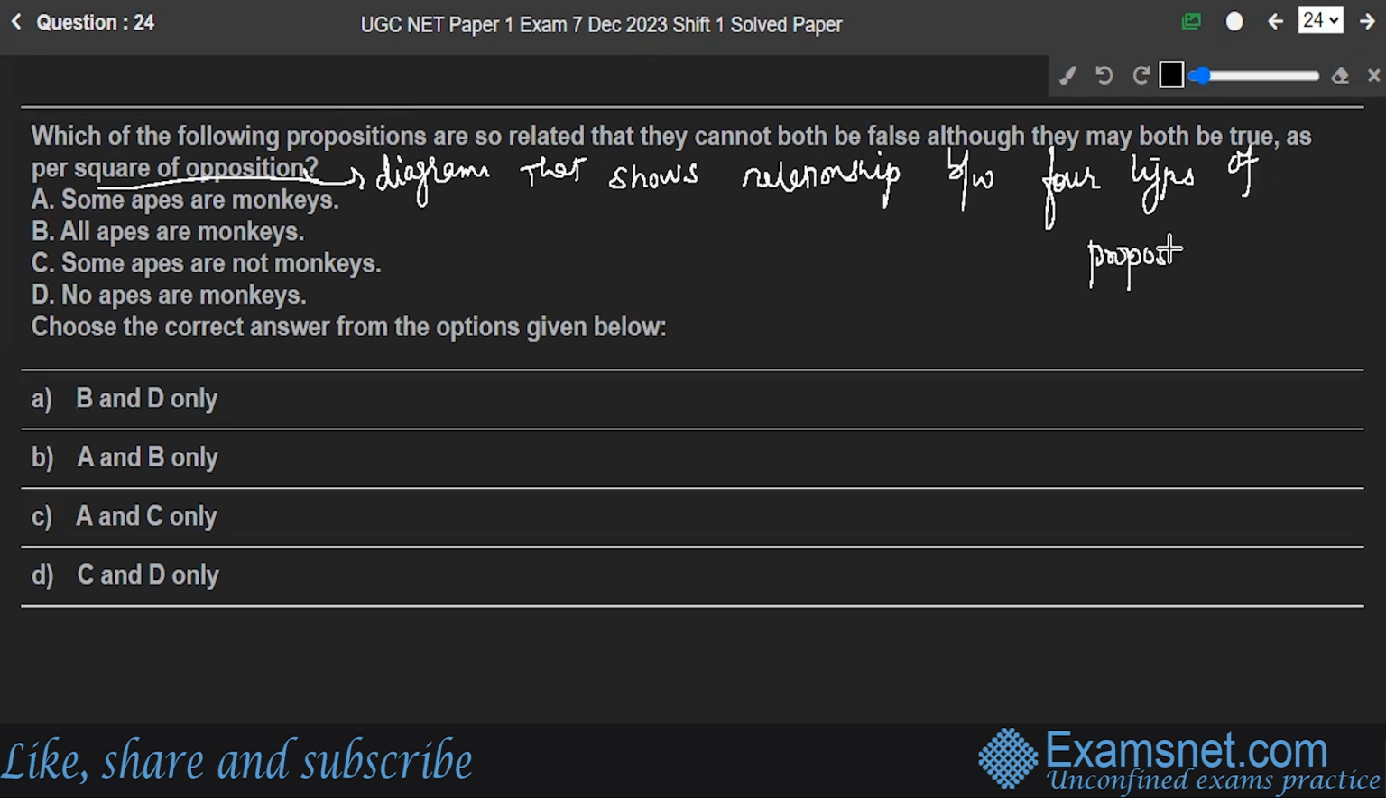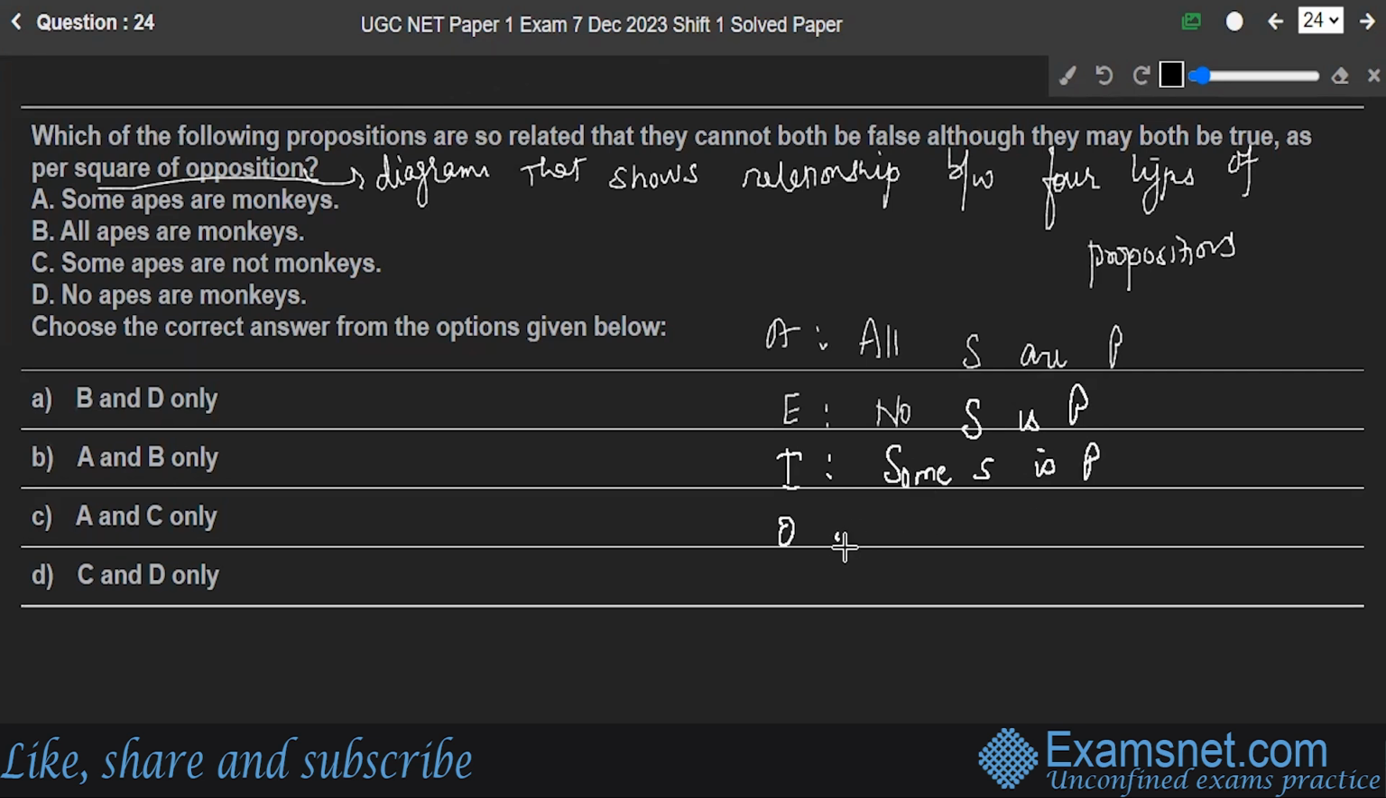First one, A: all S is P; E: no S is P; and you have I and O: some S is P and some S is not P.